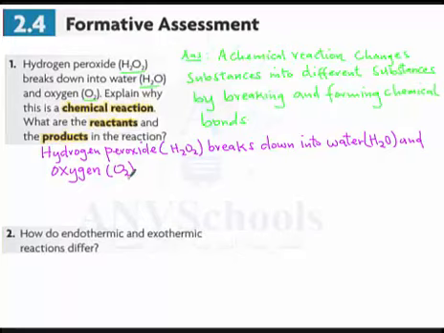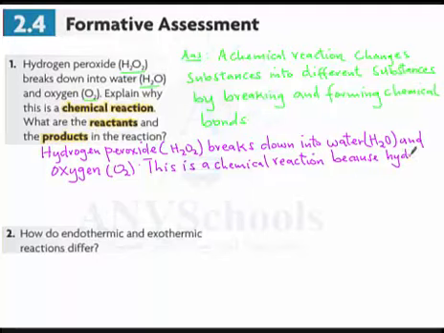This is a chemical reaction because hydrogen peroxide changes into different substances.